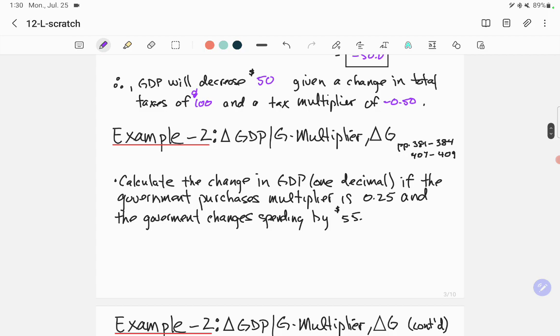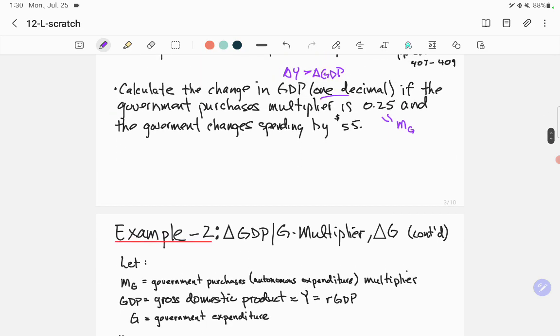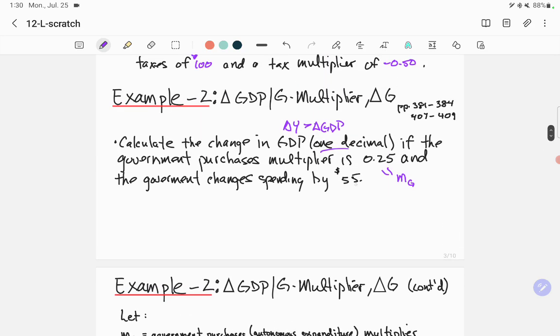Next, the change in GDP, given the autonomous government expenditure multiplier and a change in government spending. So calculate the change in GDP, and we can have change in Y equals change in GDP, one decimal, if the government purchases multiplier is 0.25, that's usually M sub G. Did I call it M sub G? I called it M sub G. And the government changes spending by 55, delta G.